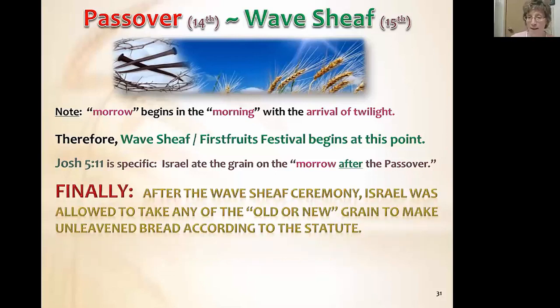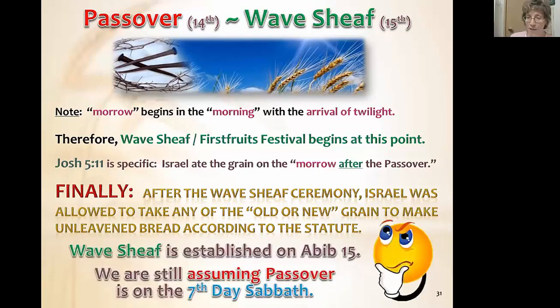So finally, after the Wave Sheaf ceremony has been completed, after that, Israel was allowed to take any of the old or the new grain to make unleavened bread according to the statute, because they're having to celebrate unleavened bread on the same day. So now they're allowed to go and get some of the grain. Finally, they've been waiting this long. Wave Sheaf is established right now on Abib 15 because it's following Passover. But we're still assuming Passover is on the seventh-day Sabbath. We now know that Abib happened right after Passover, so we've got that one taken care of.